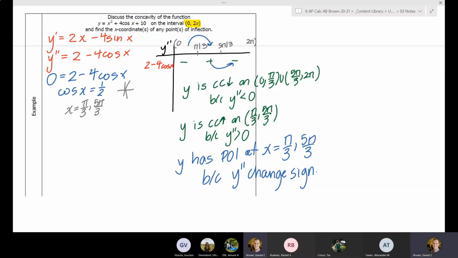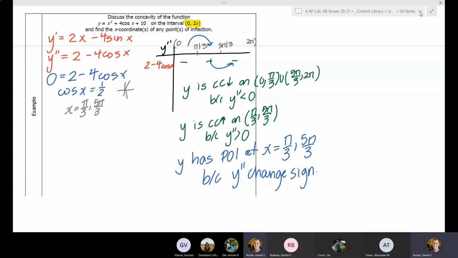So again, not too bad. It's really the same stuff that we're doing with intervals of increasing and decreasing, except instead of using the first derivative, we use the second. The only thing I think is harder with these is sometimes once you find that first derivative, you do have to use your algebra to simplify it and then find the second derivative.